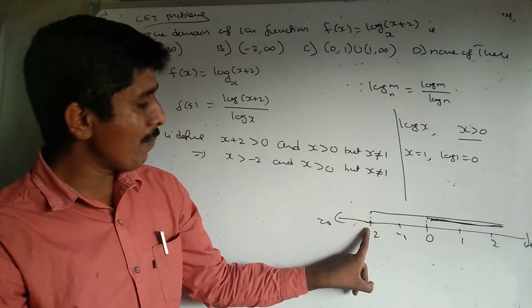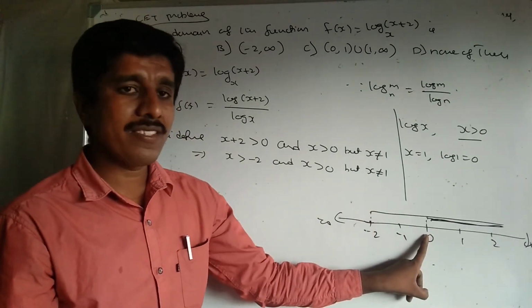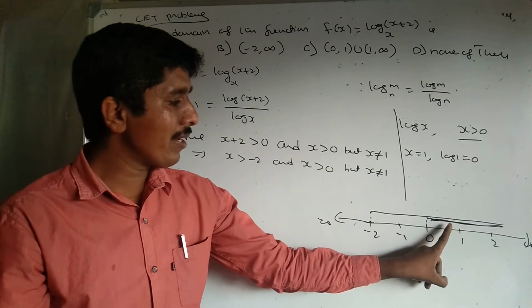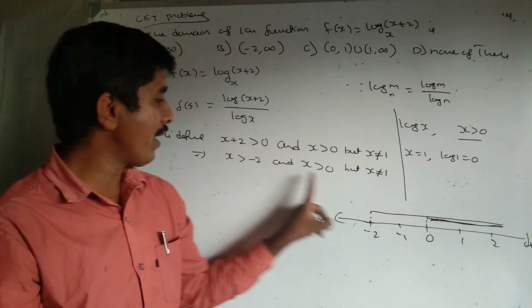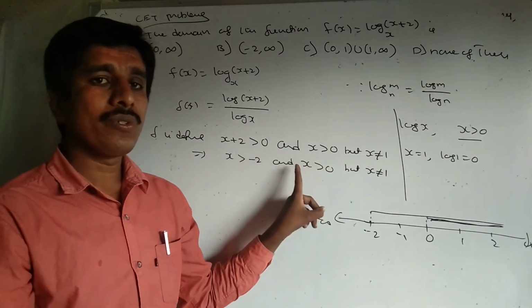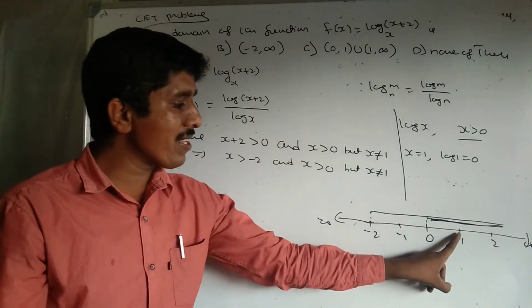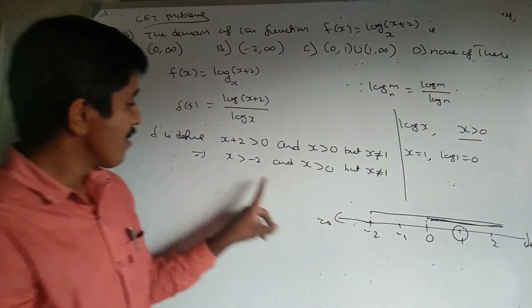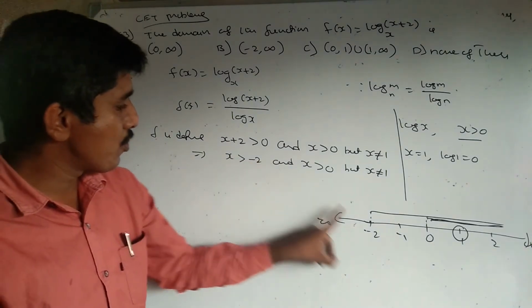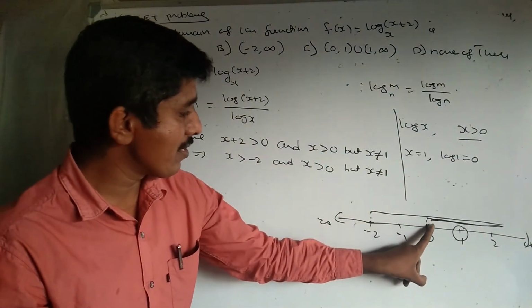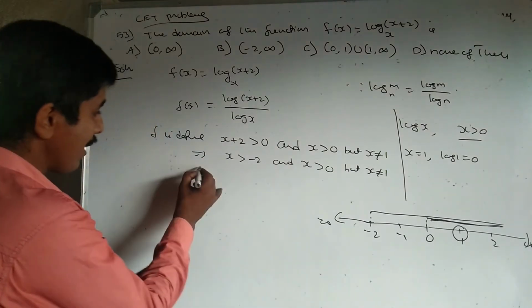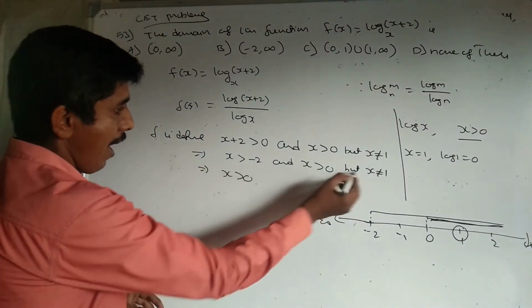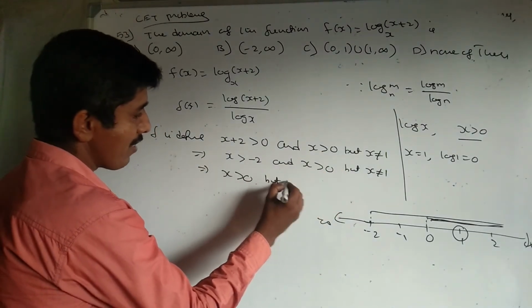x is greater than minus 2 here, and x is greater than 0 here. What are the common values satisfying these two conditions? But the x value must not be 1 here. Satisfying x greater than minus 2 and x greater than 0 means this is x greater than 0. Clearly x is greater than 0, and the x value is not equal to 1.